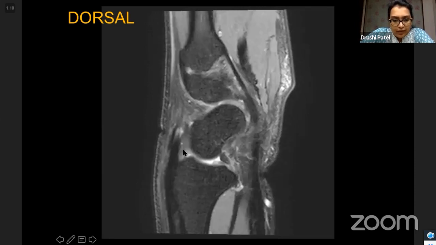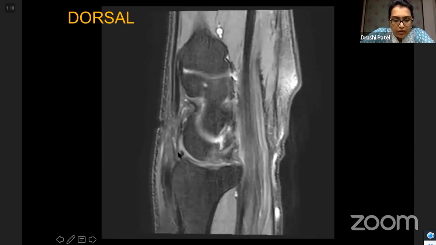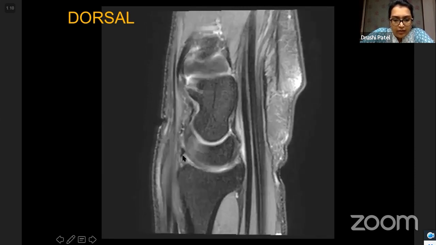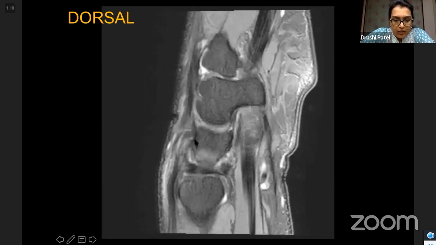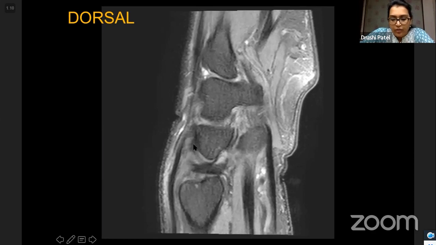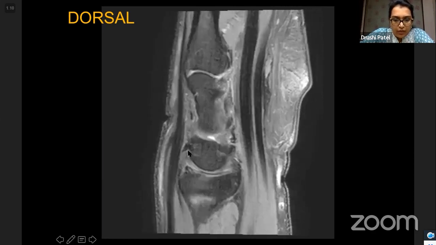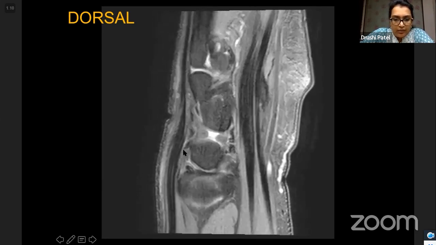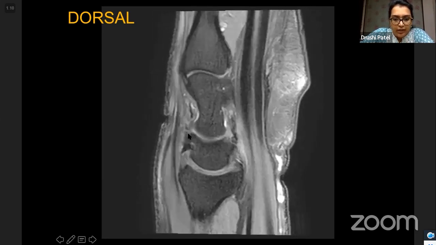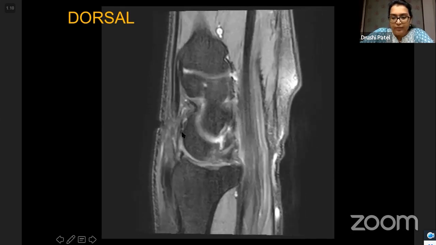Now, keep your eye on this structure, which starts from the radius and courses to meet at almost the same point at the triquetrum. That is the dorsal radiocarpal ligament, or the radiotriquetral ligament, right? So that is the dorsal radiocarpal ligament, and that is the dorsal intercarpal ligament. All right.